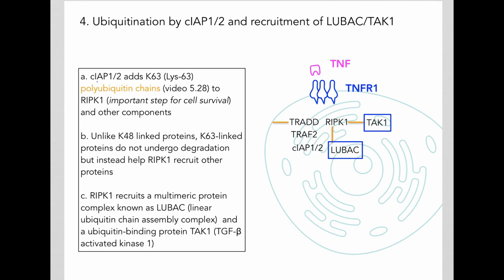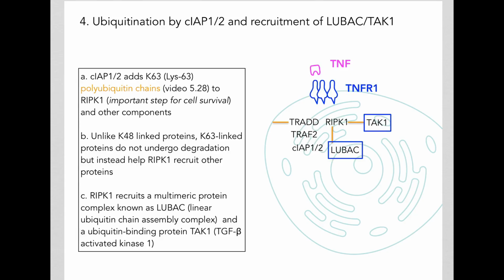So since cIAP can add ubiquitin chains, that's what it does. It adds K63, lysine 63 ubiquitin chains to RIPK1. So this RIPK1 now has these ubiquitin chains. This is a very important step for the cell survival program. Ubiquitin chains are also added to other proteins such as TRADD.